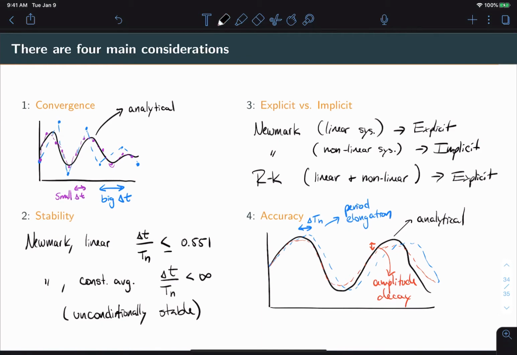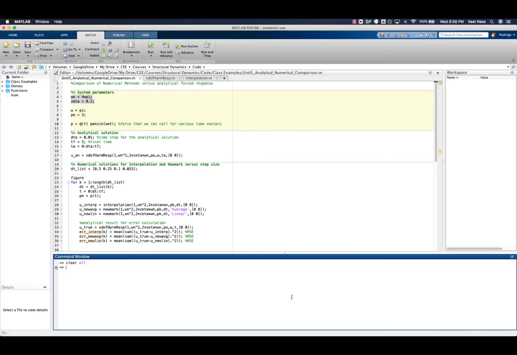And one good way to measure the overall error is to use what we call the mean squared error, or MSE. And that is defined as the mean of the squared difference between some true solution and the numerical solution. So let's use MATLAB to look at how some of these numerical methods compare to an analytical solution.